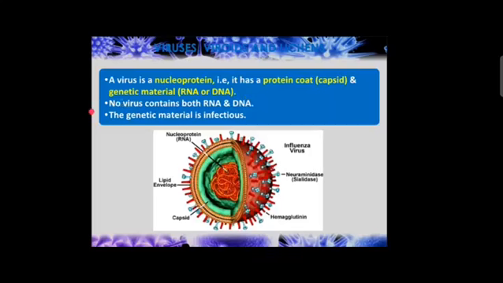No virus contains both RNA and DNA. In one virus, both RNA and DNA are not present. Either RNA will be there or DNA will be there. Clear? The genetic material is infectious. In the virus, this genetic material, RNA or DNA, is actually the infectious material in any virus.